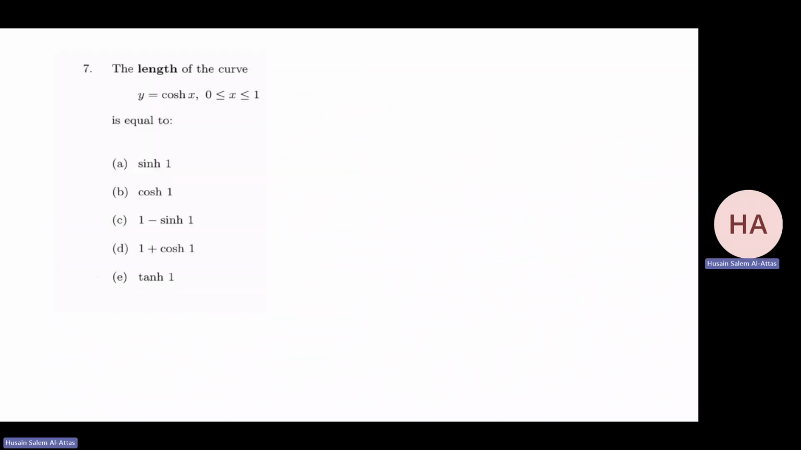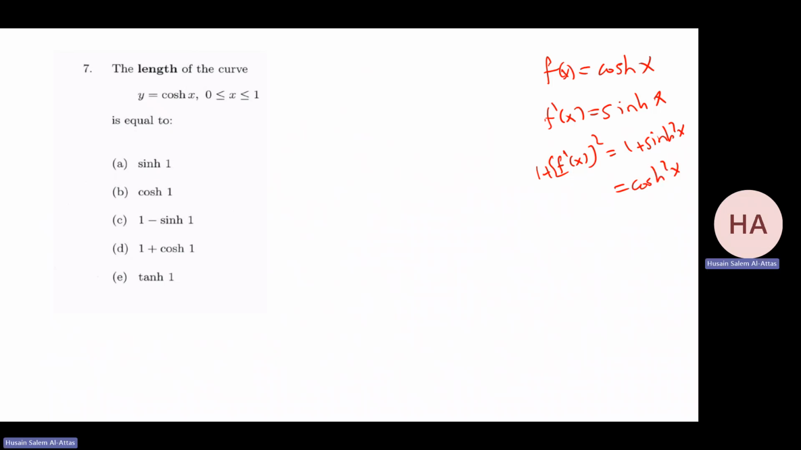What is this one? The length of this curve from 0 to 1. Okay, let me see. I have f of x cosine hyperbolic, f prime is sine hyperbolic. 1 plus f prime of x square is 1 plus sine hyperbolic square, which is cosine hyperbolic square.